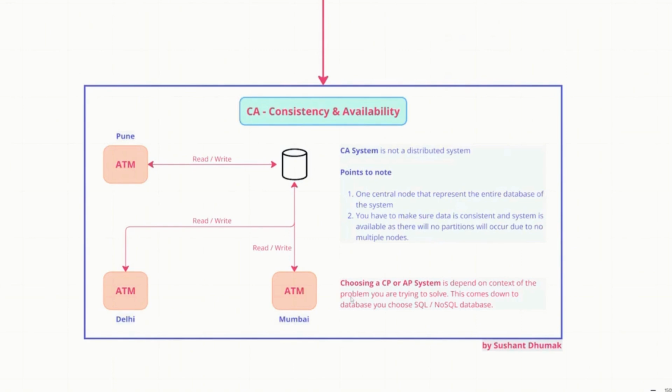I would like to repeat that, at the right bottom corner, I mentioned CP and AP, consistency plus partition tolerance, or availability plus partition tolerance. These all depend on the context of the problem you are trying to solve. And you also have to choose your database accordingly, because that is important too: what kind of database you have. SQL, that is relational databases, and NoSQL databases have their own advantages and disadvantages. And accordingly, you have to make a choice of these database nodes.